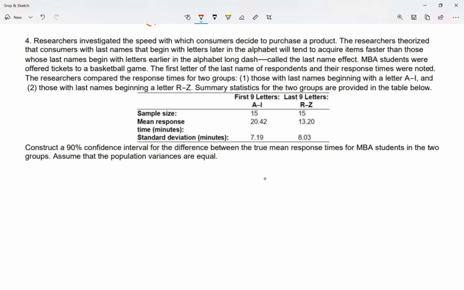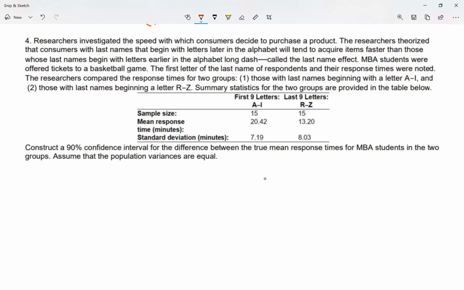Now, the summary statistics for the two groups are provided in the table below. 15 people from each group. The mean response for the first 9 letters is 20.42. The mean response in minutes for the last 9 letters is 13.20. So far, it seems like people with last names R through Z just buy quicker. The standard deviation in minutes for each, we can see it. Now we're going to construct a 90% confidence interval for the difference between the true mean response times for the MBA students in the two groups. Assume that the population variances are equal.